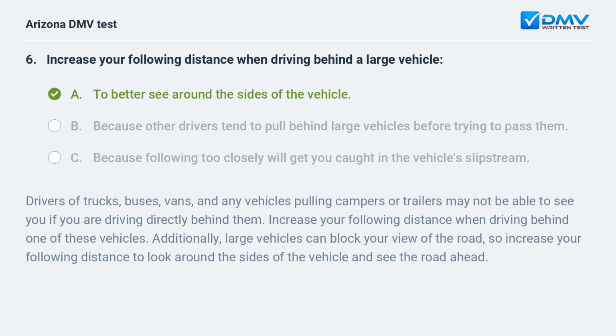A. To better see around the sides of the vehicle. Drivers of trucks, buses, vans, and any vehicles pulling campers or trailers may not be able to see you if you are driving directly behind them. Increase your following distance when driving behind one of these vehicles. Additionally, large vehicles can block your view of the road, so increase your following distance to look around the sides of the vehicle and see the road ahead.